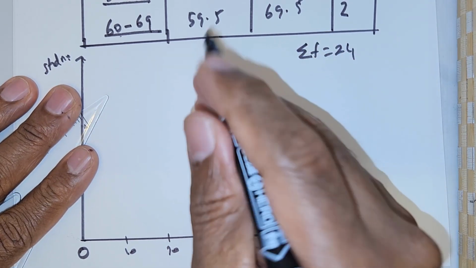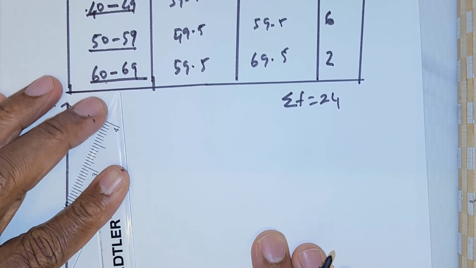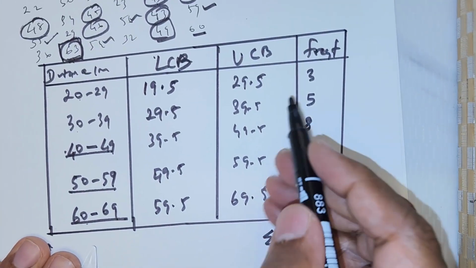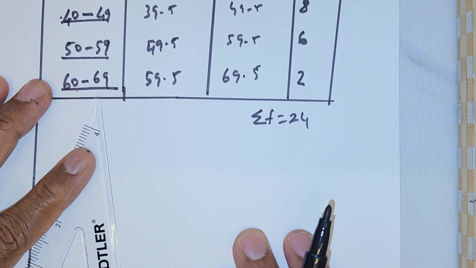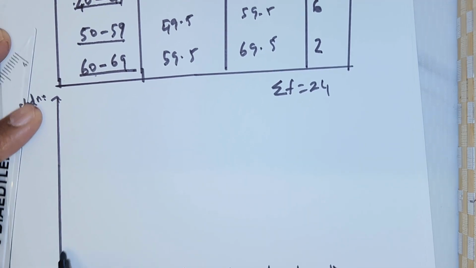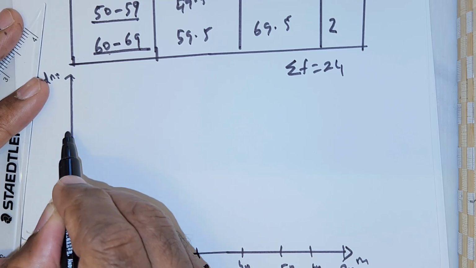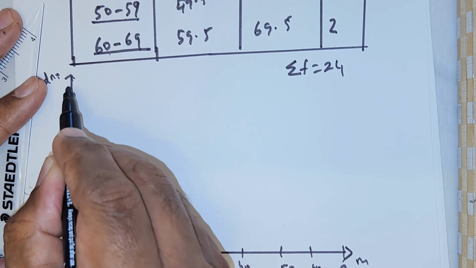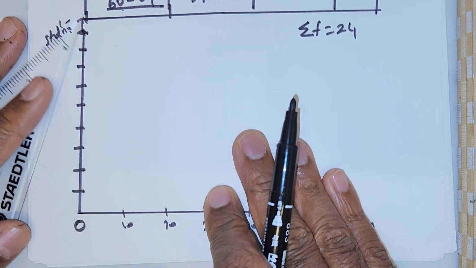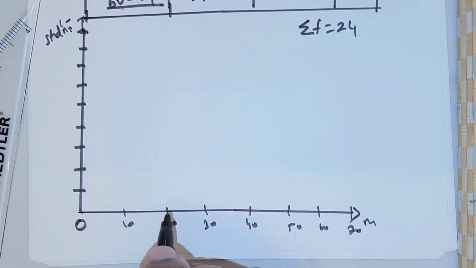Now 20 to 29, okay, 20 to 29, how many students are there? 3 students are there. So we start at 20. So suppose this is going to be 1, 2, 3, 4, 5, 6, 7, 8, 9, probably one more, 10. Okay, so each of these are a unit.